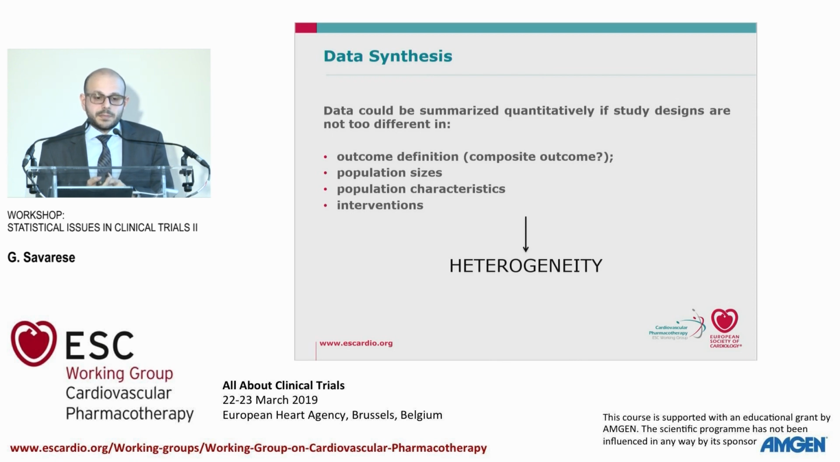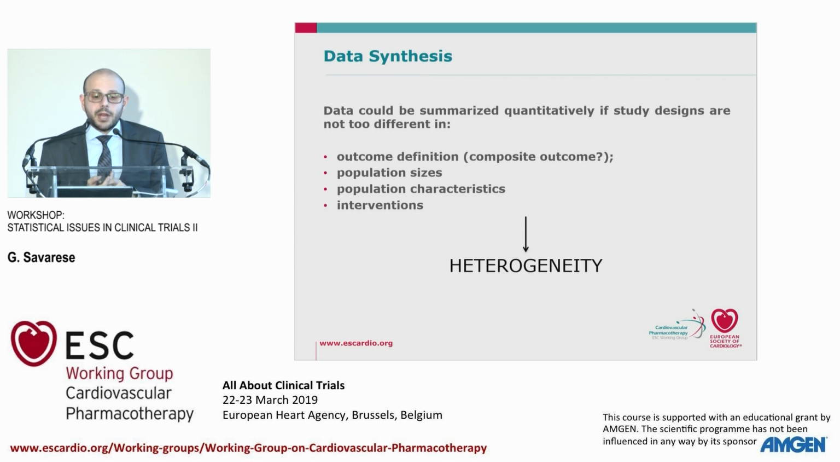Let's try to give some examples. Outcome definition. If you have trials on a very specific topic, and the primary outcome in these several trials may be different, does it make sense to pool the primary outcome of several trials, although all these trials are focusing on the same topic?